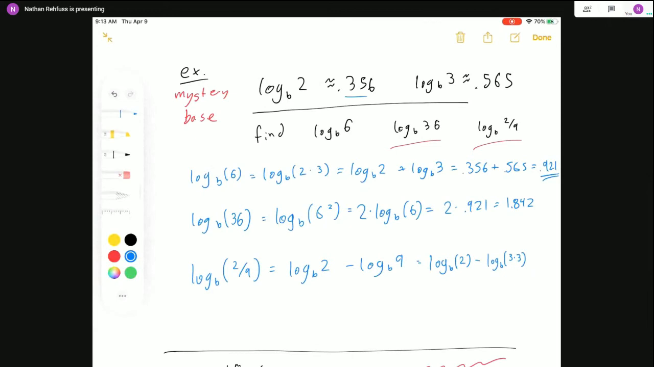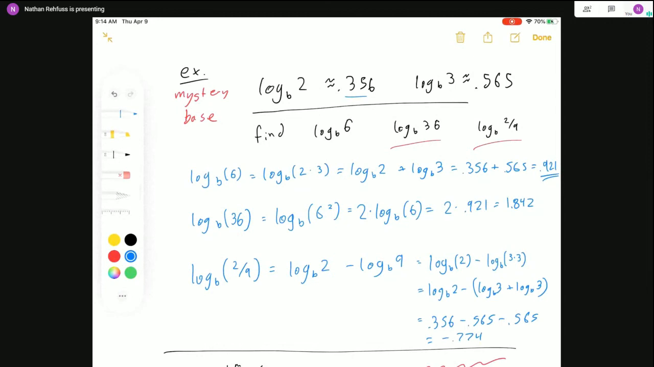Oh well, we got log base b of 3 times 3, which is log base b of 2 minus log b of 3 plus log b of 3. I didn't need to do this many steps to answer this question. Again, this is one of those cases where once you get proficient with the 3 log properties, you'll want to just jump ahead. But in the end, I get 0.356 minus 0.565 minus 0.565. And that turns out to be negative 0.774.